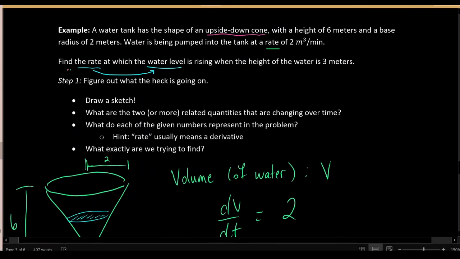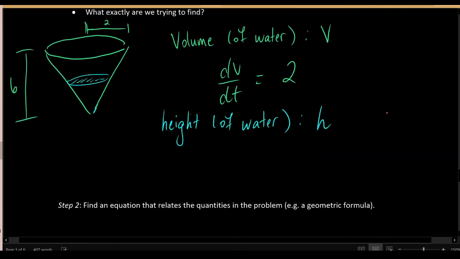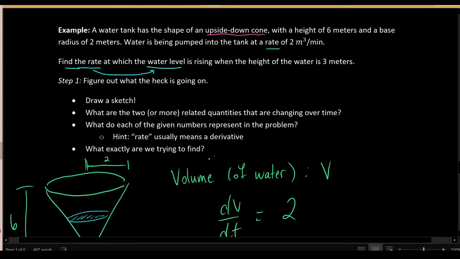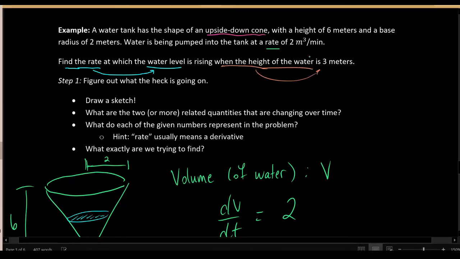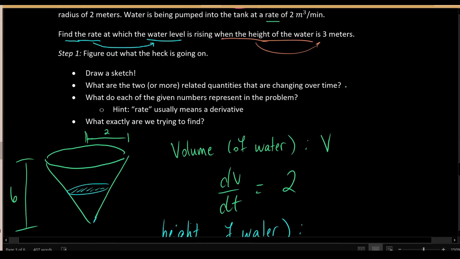Now notice that they're asking us to find the rate at which the water level is rising. So the unknown quantity in this problem is the rate of change of the height, when the height of the water is 3. So let's jot that down as well. The height of the water, no rate of change, just the plain height of the water is 3.